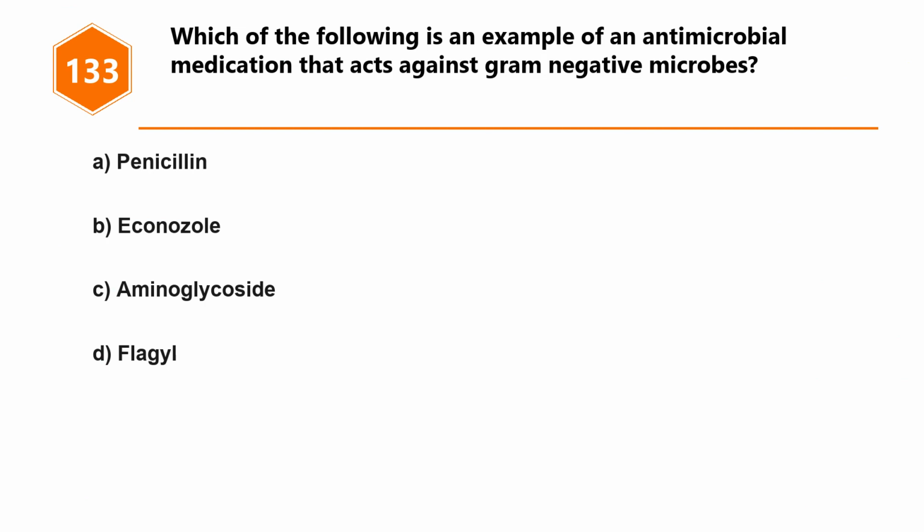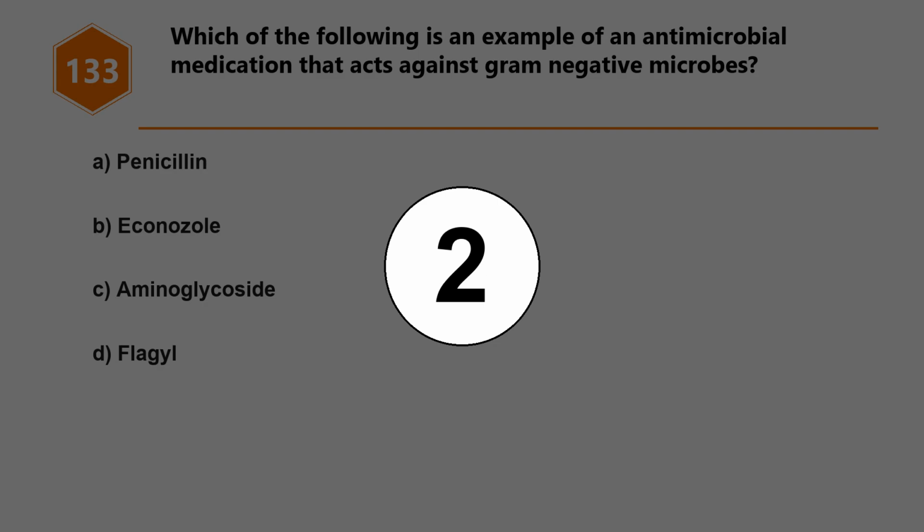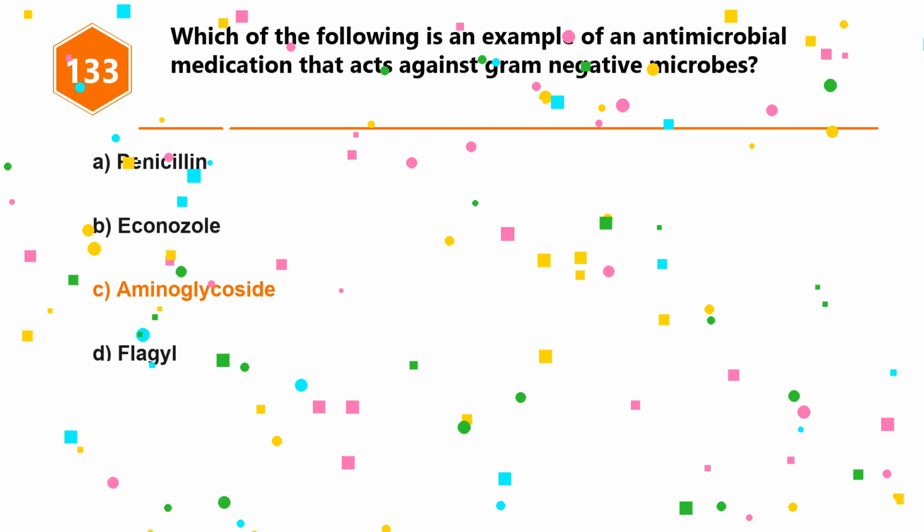Question 133. Which of the following is an example of an antimicrobial medication that acts against gram-negative microbes? Option A, penicillin. Option B, iconazole. Option C, aminoglycoside. Option D, Flagyl. The correct answer is option C, aminoglycoside.